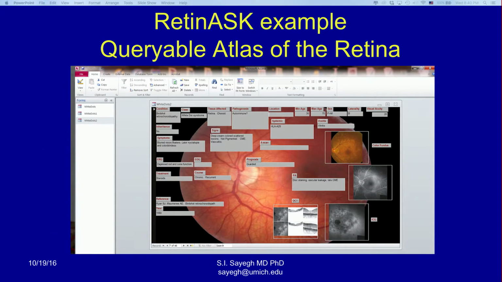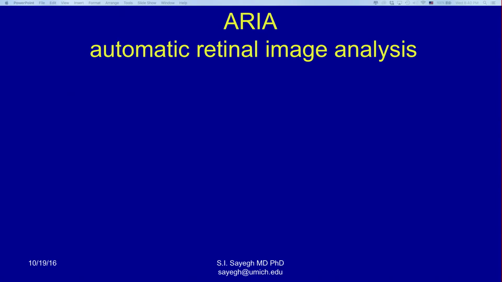Now, this had images in it, but the images were not used to query, okay? The images were for illustration. So you pull with the text, okay, and then you look, and then you ask yourself, is this similar to what I'm seeing in this person's eyes, okay? Now, the other component is this ARIA, automatic retinal image analysis.